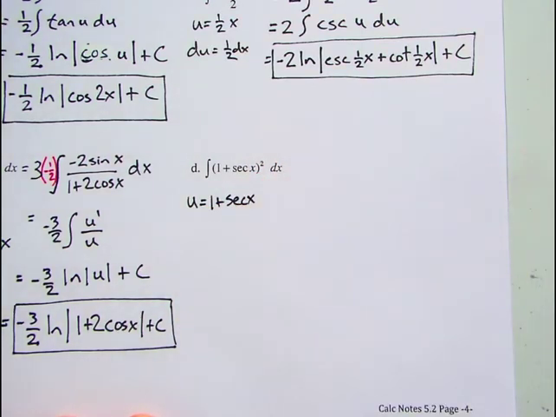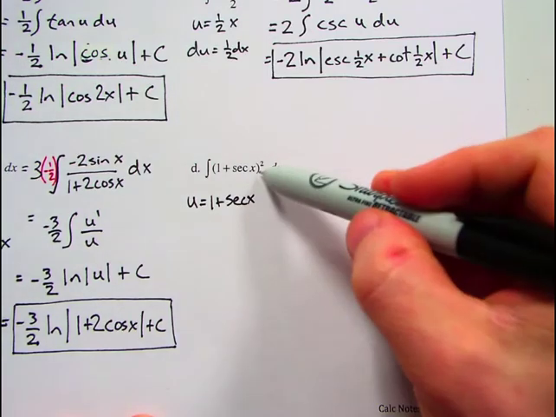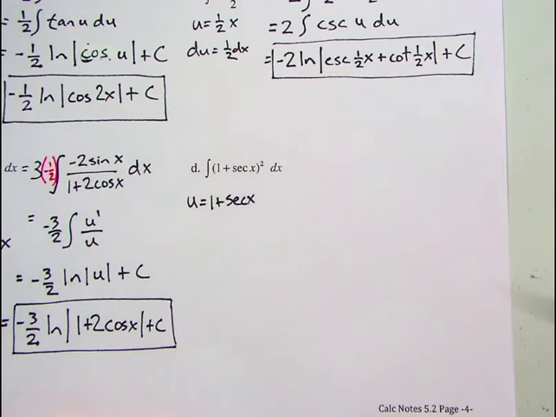Would this be a problem, or would this still be a sine function? Or secant function? If you graph this, what will this look like? Would this still look like a secant function? 1 plus secant squared. Would this still look like a secant function? I don't know. You have to graph it. We can take a look at that in a second.